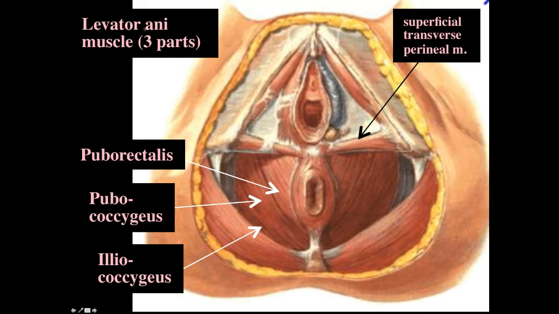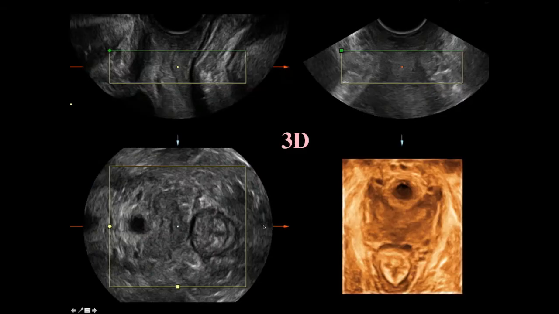The major muscle here that everybody really talks about, that's a major muscle that holds everything in, is the levator ani. The levator ani is made up of 3 different parts: the puborectalis, pubococcygeus, and iliococcygeus. There are many other muscles here, but those are the ones that get talked about the most and get injured the most in childbirth. So here we have the urethra, the vagina, and the rectum. And so let's go on and see how that looks by ultrasound.